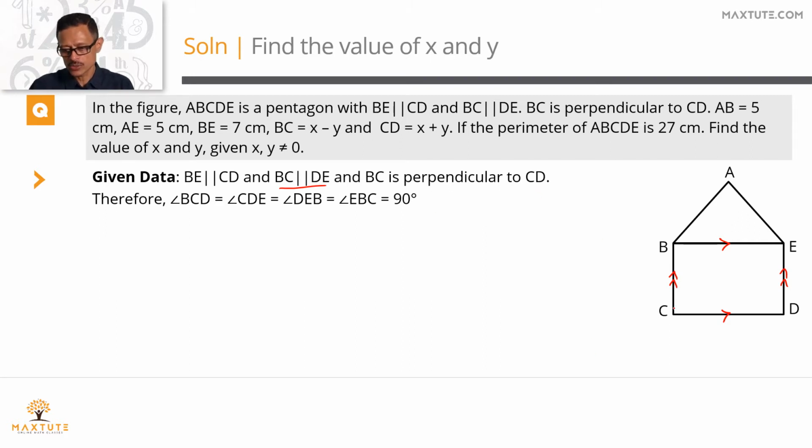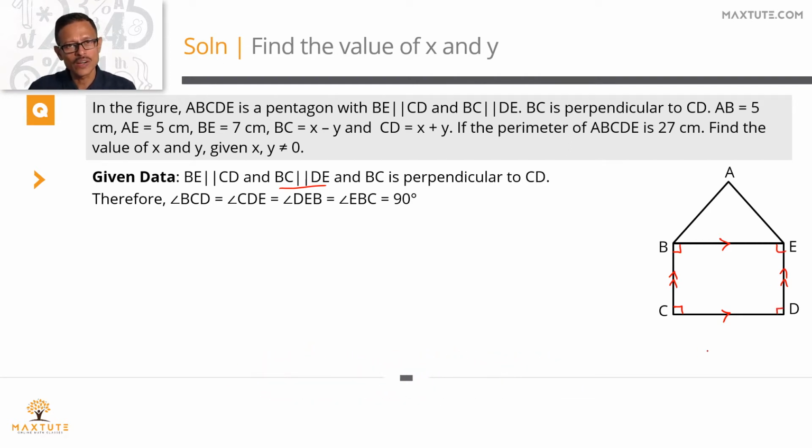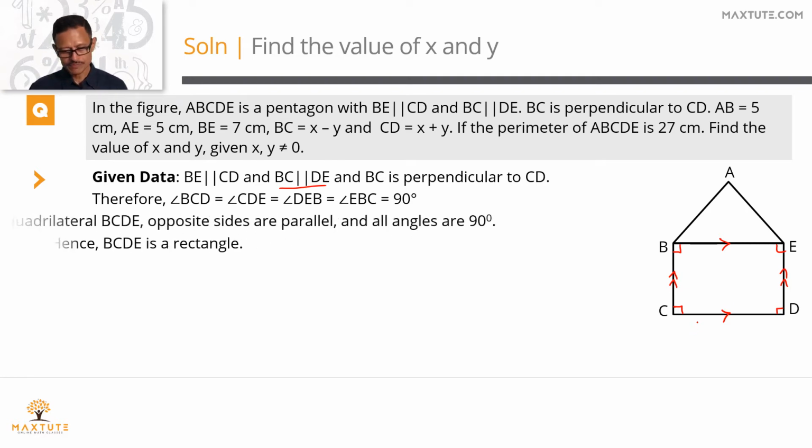BC is perpendicular to CD. So this angle is equal to 90 degrees. This angle is equal to 90 degrees because BE and CD are parallel. If BC is perpendicular to CD, it will also be perpendicular to BE. Extending the same logic, we'll have these two angles to be equal to 90 degrees. So in this quadrilateral BCDE, we have opposite sides being parallel and all angles being equal. So is it a parallelogram, a rhombus, or a rectangle? It is a rectangle.